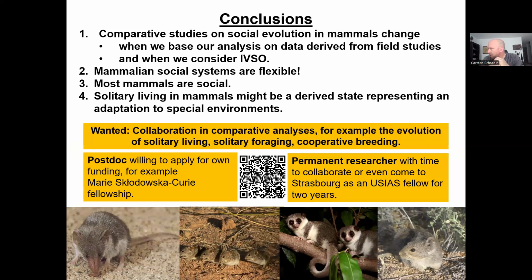We still have a lot to do for analysis with our large database, but I'm not a specialist in these analyses, and we're currently looking for somebody who is very good in Bayesian statistics and comparative analysis to join us, maybe as a postdoc willing to apply for a Marie Curie Fellowship, or a permanent researcher who might want to collaborate. There are also some funding opportunities. If you're interested in this, please come and talk to me or send me an email.